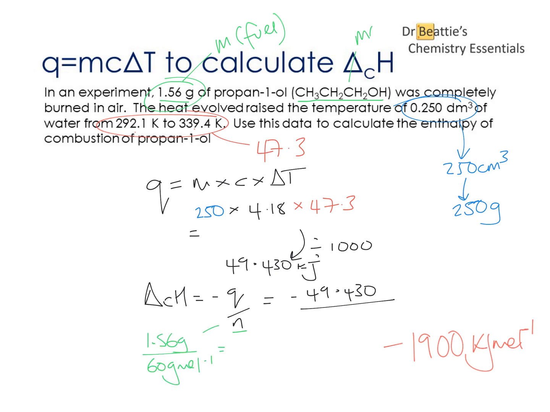like so. And that gives us the number of moles as being 0.026. So we're going to use that in our equation, and then putting that in, remembering the minus in front because it's an exothermic reaction, will then give us the value minus 1,900 kilojoules per mole.